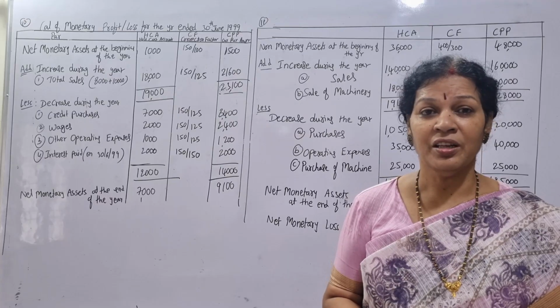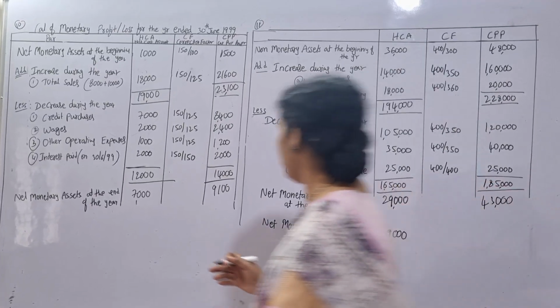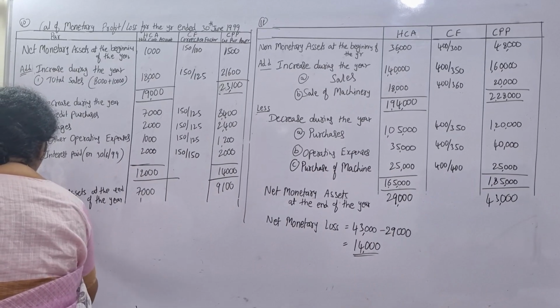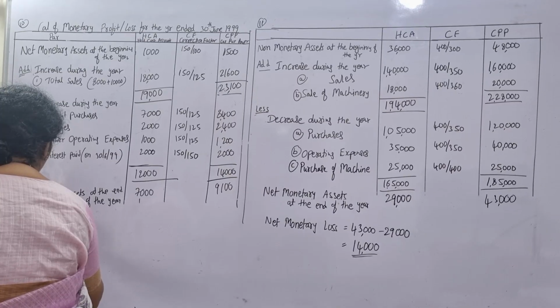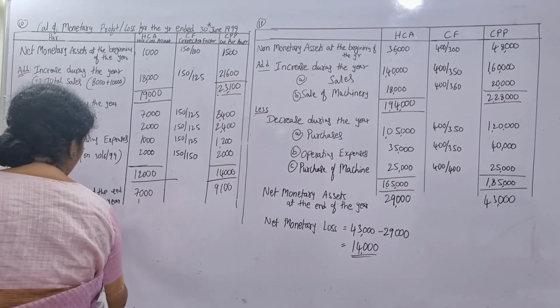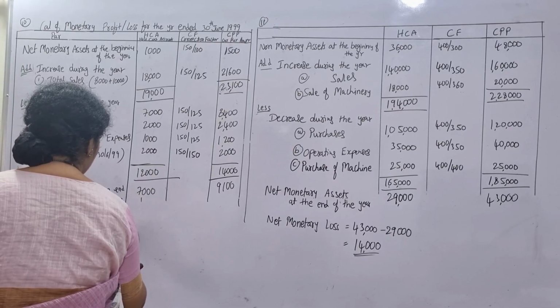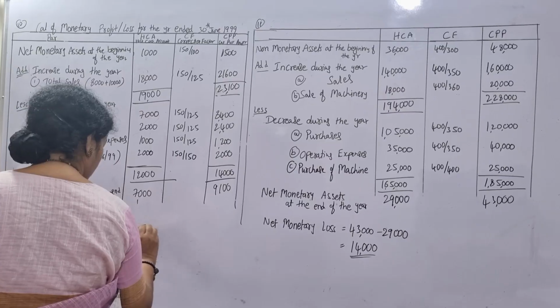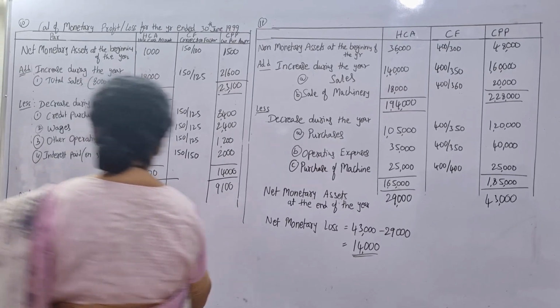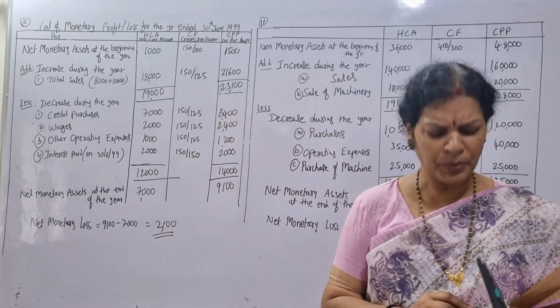So it is a loss. So what do we say? Net monetary loss. How much is the loss? 9,100 minus 7,000, which comes to 2,100. 2,100 is the loss. Simple problem.